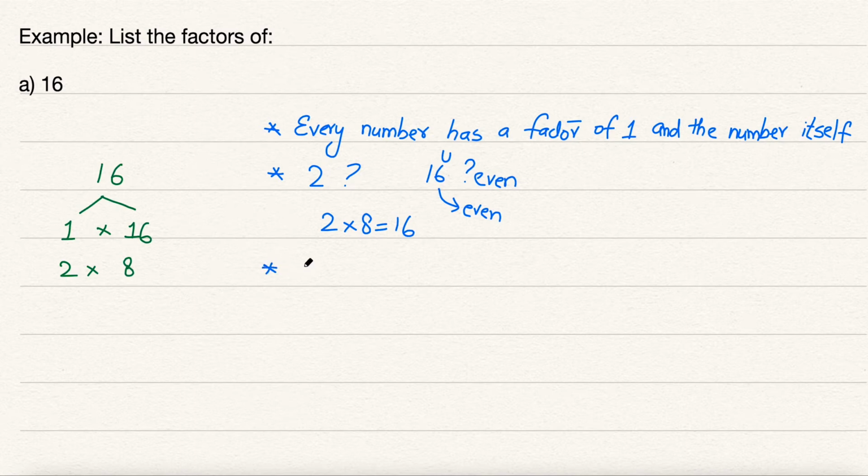Now check number 3. 1 plus 6 is 7. Because according to the divisibility test of 3, we had to add the digits of the number. So if the sum is divisible by 3, then the entire number will be divisible by 3. Here the sum is 7, but this is not divisible by 3.